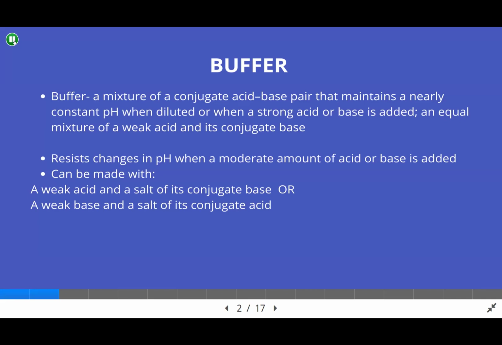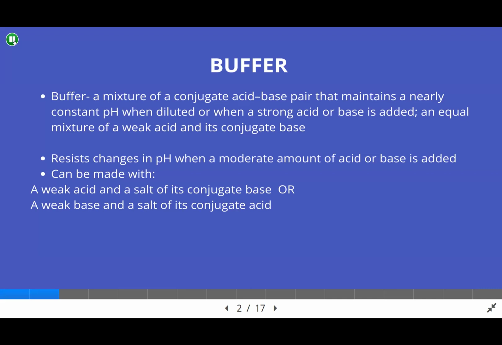So that's the middle region of those titration pH curves, at a volume of titrant that is basically 1/2 the volume at the equivalence point. You're adding more and more of the acid or base, but the pH is not changing. And the solution near these points has a special significance, which is called a buffer solution, or simply a buffer. It's a mixture of a conjugate acid-base pair that maintains a nearly constant pH when diluted or when strong acid or base is added. It's an equal mixture of a weak acid and its conjugate base. So they resist change in pH when a moderate amount of acid or base is added.